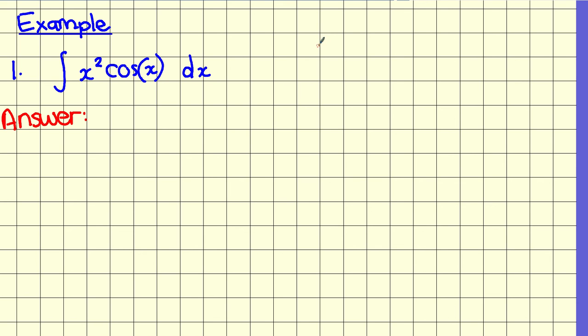So let's set up integration by parts. The one that becomes simpler when you differentiate is going to be your x squared, because obviously any trig function stays as a trig function when you differentiate it. So that will always be v dash. So at the side here I'm just going to write u equals x squared and v dash is cos x. Okay, so nothing new here at all.